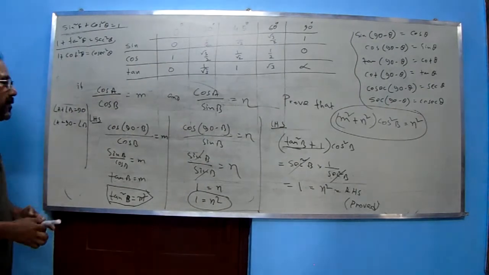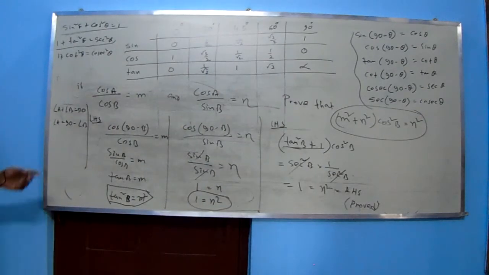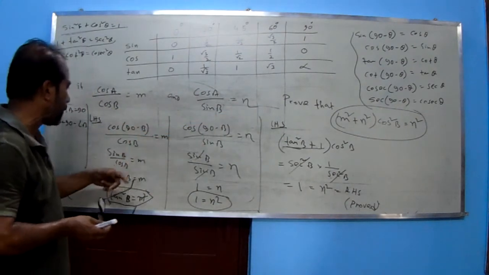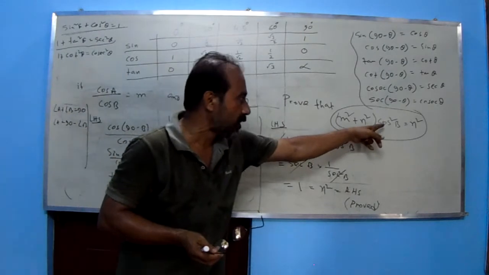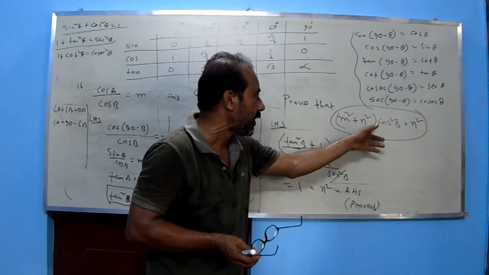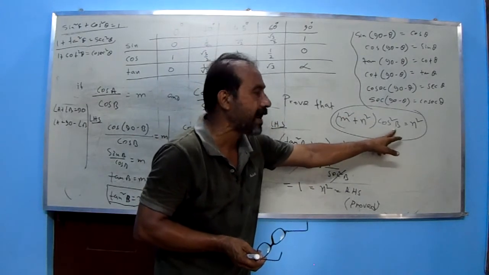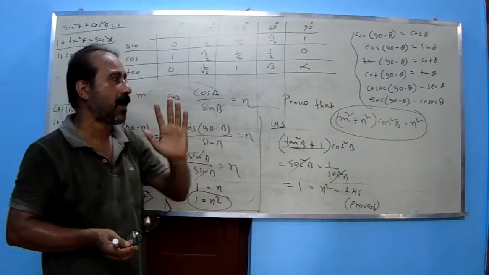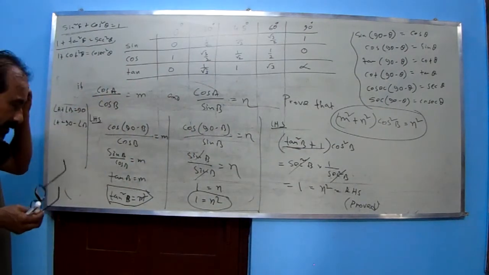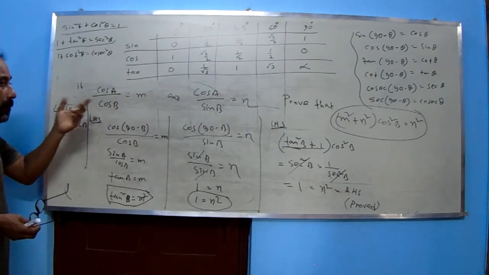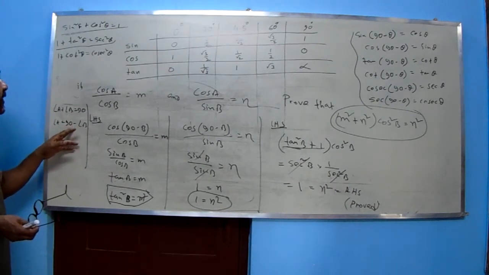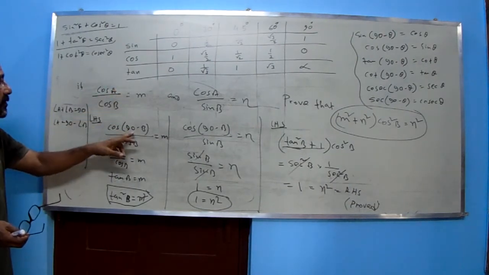See this one, again I am repeating. Very interesting. Cos A by cos B equal to M and cos A by sin B equal to N. Prove that M square plus N square into cos square B equal to N square. In the proof there is no sign of angle A, so angle A first I have to abolish. So the complementary concept comes in between. A plus B equal to 90 means in place of A I can write 90 minus B.